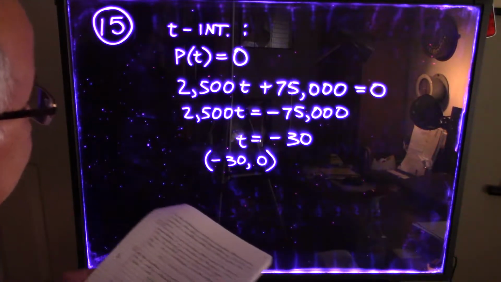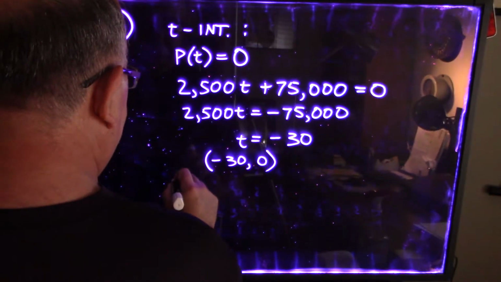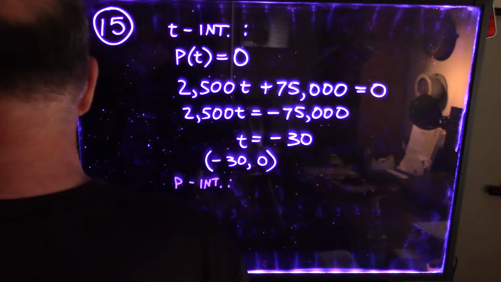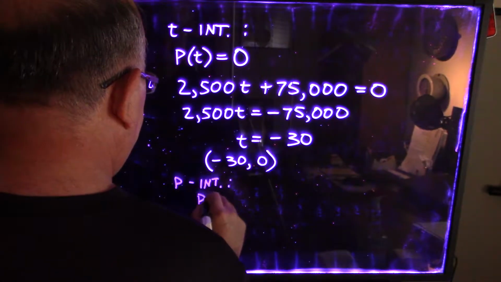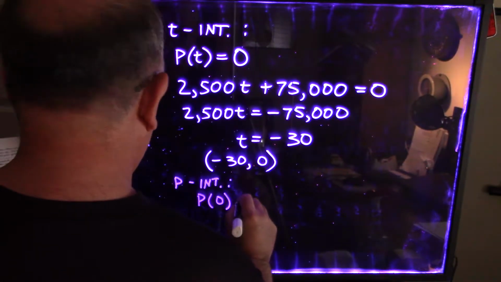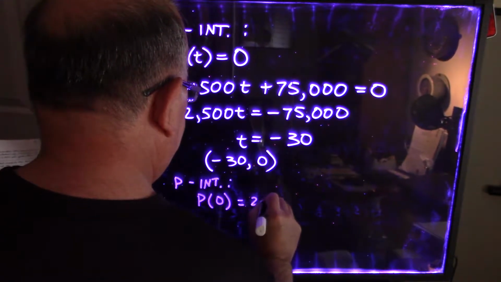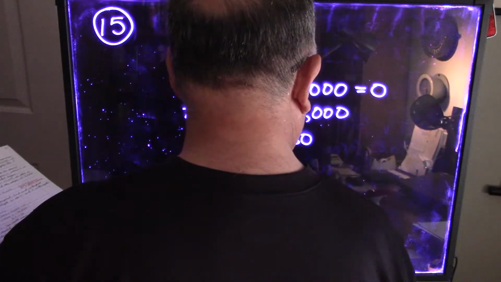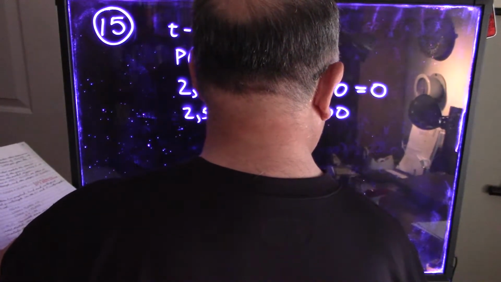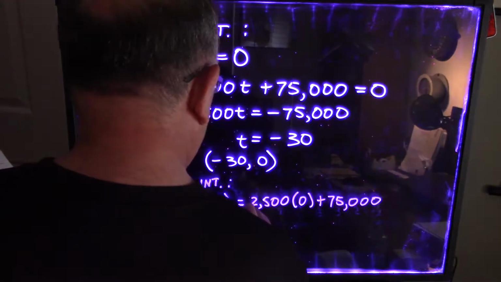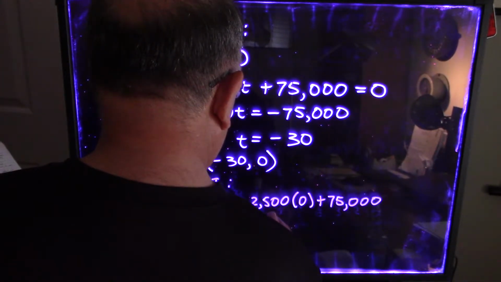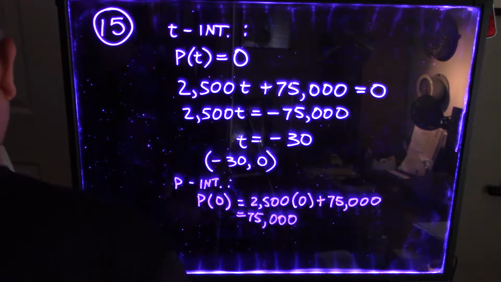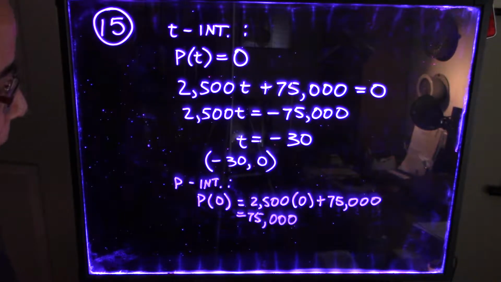Okay, so let's take a look at the p-intercept, or the y-intercept. That's P of 0. So that's 2,500 times 0 plus 75,000, which is 75,000. So that's the town's initial population for this model.